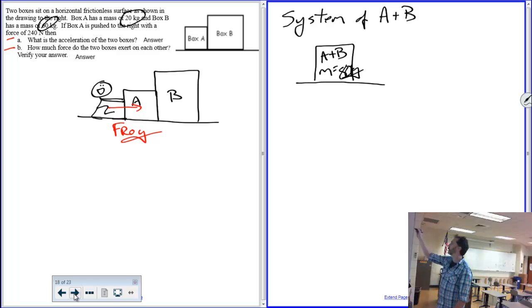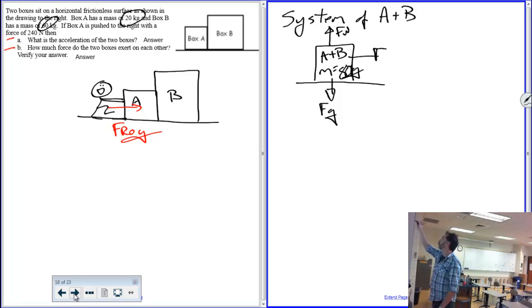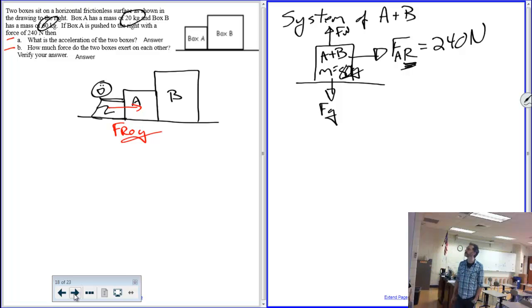Okay, and what forces act on it? Well, there's going to be gravity, which you can certainly find. I'm going to skip it to save time in the video. There's a normal force, which would be big enough to cancel out that gravity. Again, I'm going to skip it to save time in the video. And then there's this force on box A provided by Roy. And the problem tells you that that is 240 newtons. Notice that's an external force because Roy is not in the system.